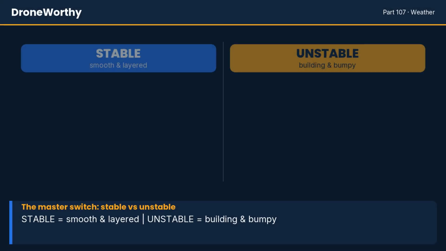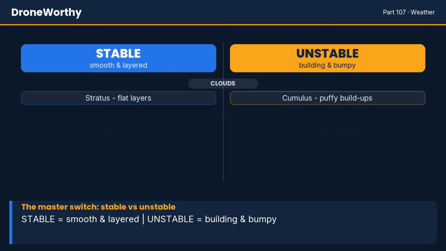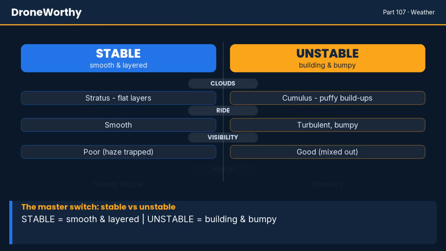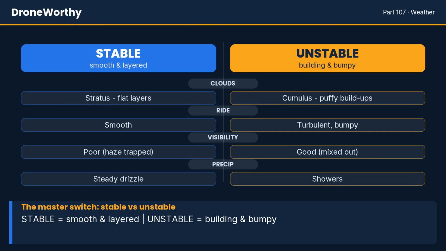Here's the whole weather section in one sentence. Stable air is smooth and layered. Unstable air is building and bumpy. That's it. Stable air resists rising, so moisture spreads out sideways. You get flat stratus clouds, a smooth ride, and hazy, low visibility because everything's trapped near the ground. Unstable air keeps rising. It stacks up into puffy cumulus clouds, gives you turbulence and showers, but good visibility because it mixes the haze away. Don't read one clue. Read the set.